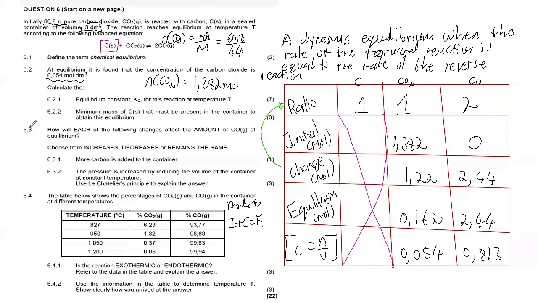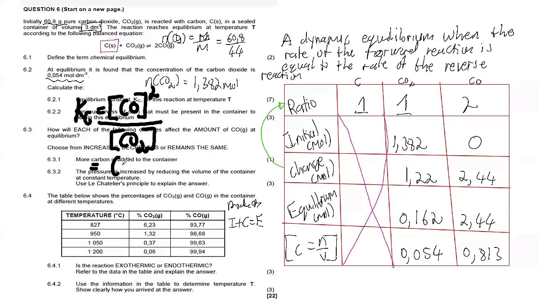So to do that, we're going to say Kc. Allow me to just write over here. Kc is equal to the concentration of the carbon monoxide, which is the product, and then squared, because it has a ratio of 2, over the concentration of carbon dioxide, which is a reactant, and it has a ratio of 1, so we're just going to leave it like that. Now I'm not going to include carbon because it's a solid.